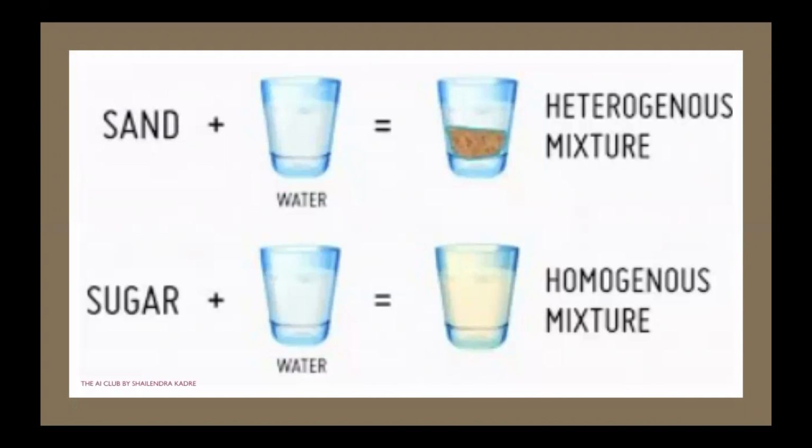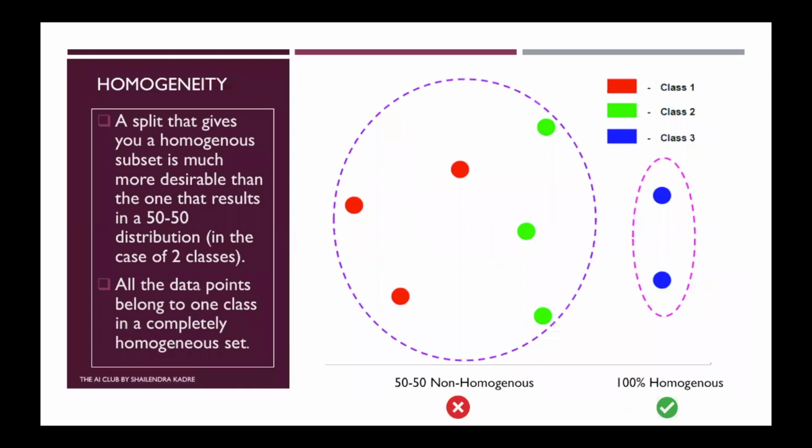Okay, so now moving further, a split that gives you a homogeneous subset is much more desirable than one that results in a 50-50 distribution. In the case of two classes, all the data points belong to one class in a completely homogeneous set. So the first rule of thumb is we need to segregate in such a way that we achieve the maximum homogeneity.